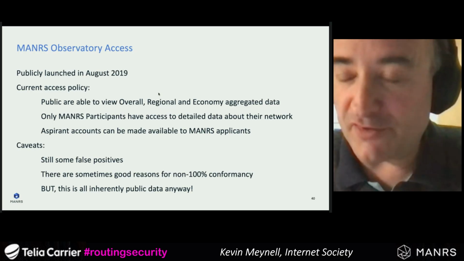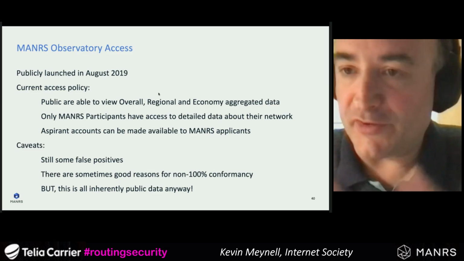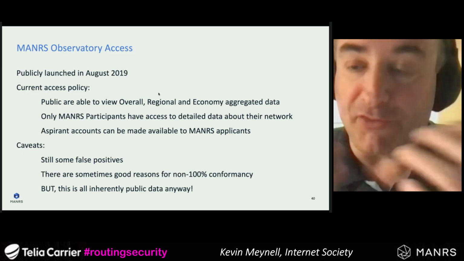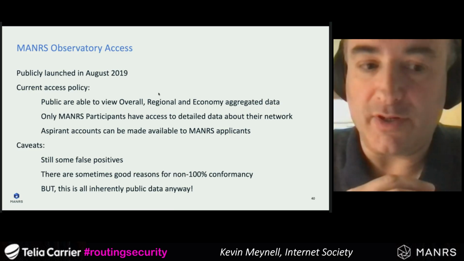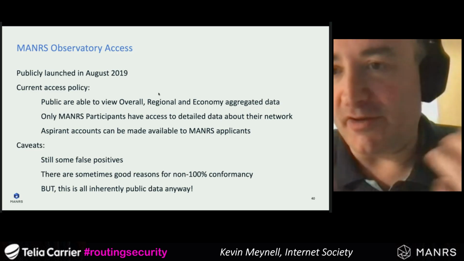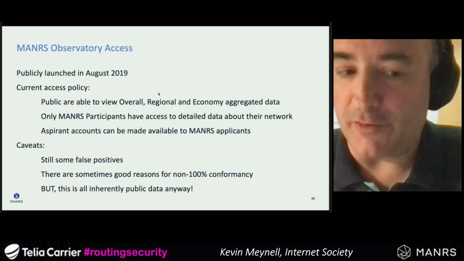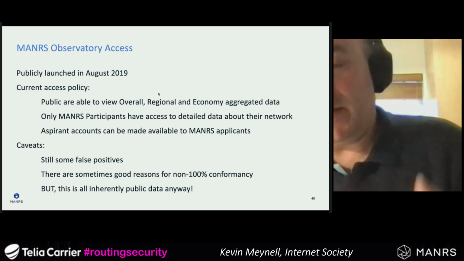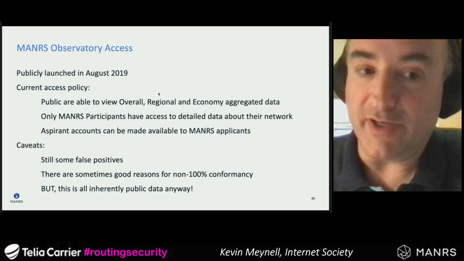We can give this to CSERTs as well for any networks in their constituency, also for critical infrastructure agencies. We have done that as well, and also legitimate researchers. We can give full detailed access to the observatory. And I already discussed these caveats. There are still some false positives, particularly with BGP Stream. We're working to fix some of those things, and sometimes there are good reasons for non-100% conformancy. But at the end of the day, this is all publicly available data anyway.